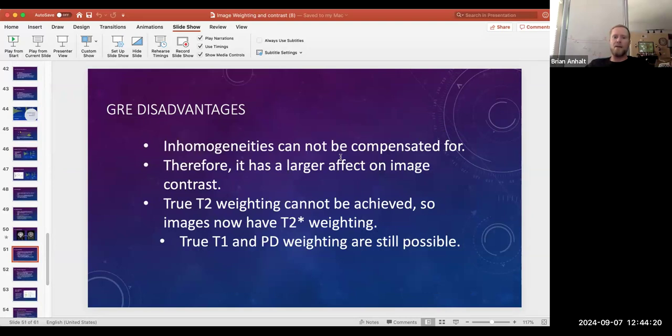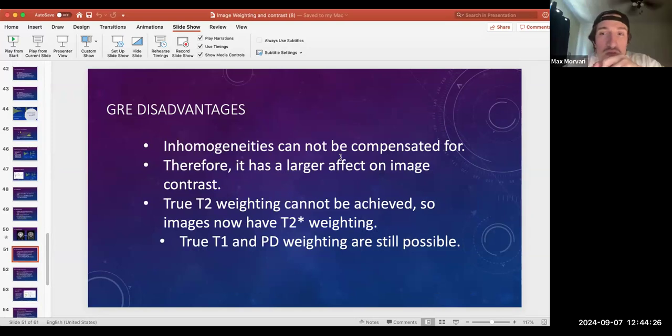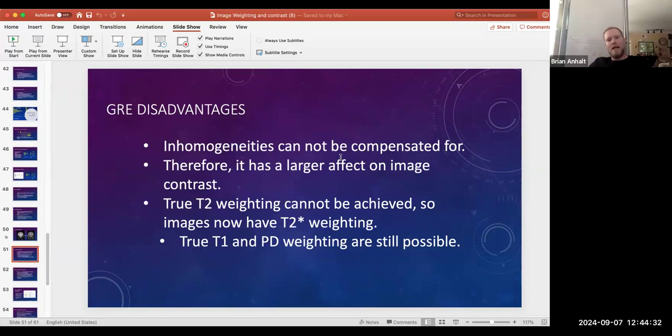Inhomogeneities cannot be compensated for. Why? Why can't we compensate for inhomogeneities? It doesn't get rid of the effect of T2 star weighting. Because we don't have a 180-degree refocusing pulse, which compensates for the dephasing due to inhomogeneities, right? Therefore, it'll also have a larger effect on the imaging contrast. True T2 weighting cannot be achieved.